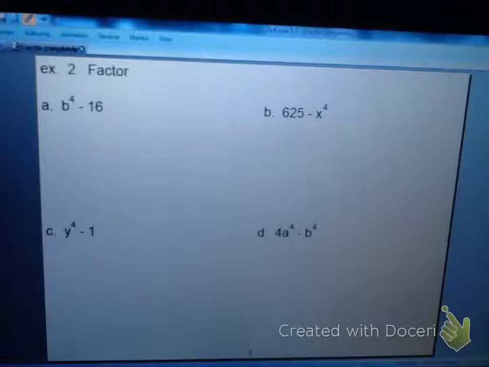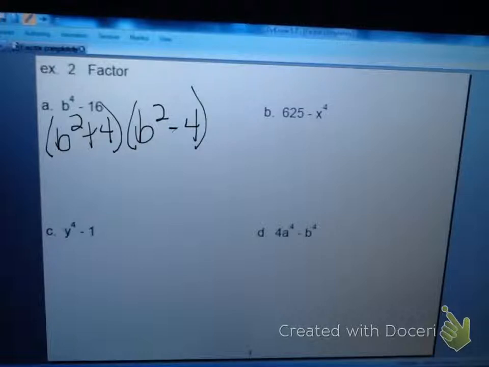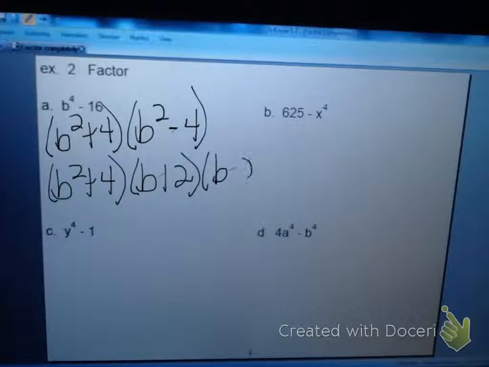Well, the b to the 4th minus 16, that is b squared plus 4 times b squared minus 4. Now b squared plus 4, you cannot do anything with that. That is prime. That is not a difference of two perfect squares. But b squared minus 4 can factor into b plus 2 times b minus 2.